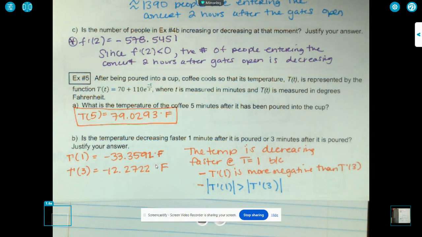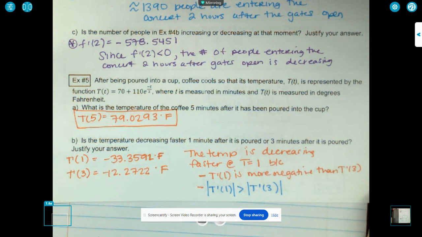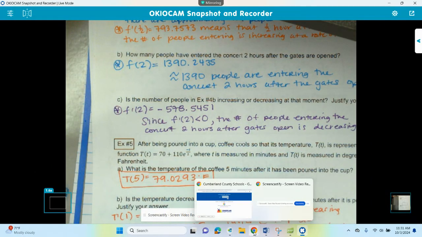Now, if they were both positive, would we just not use that? You could. You wouldn't be incorrect to not use absolute value if they were both positive. You just can't do it that way here because of the negatives, you have to have the absolute value. All right, the rate is always decreasing or increasing, not the same as the... Right. Hold on.